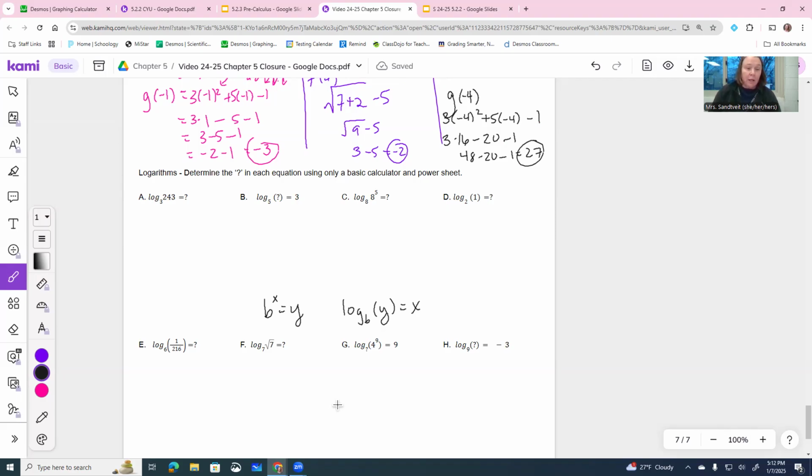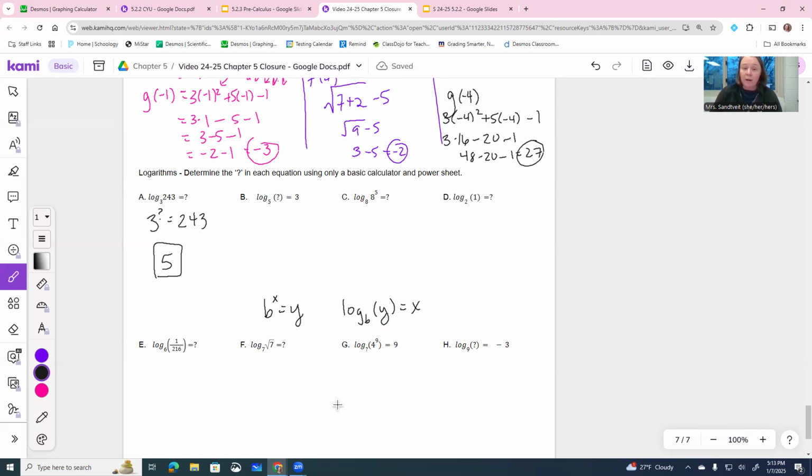So to think of it as, okay, my base is 3, to what's in the spot of the x, my question mark, 3 to what power is 243. And then you want to look on your power sheet and see, okay, 3 to what power is 243, which is 5. Okay, and our answer is 5. The answer is not to write 3 to the 5th equals 243. The answer is 5.